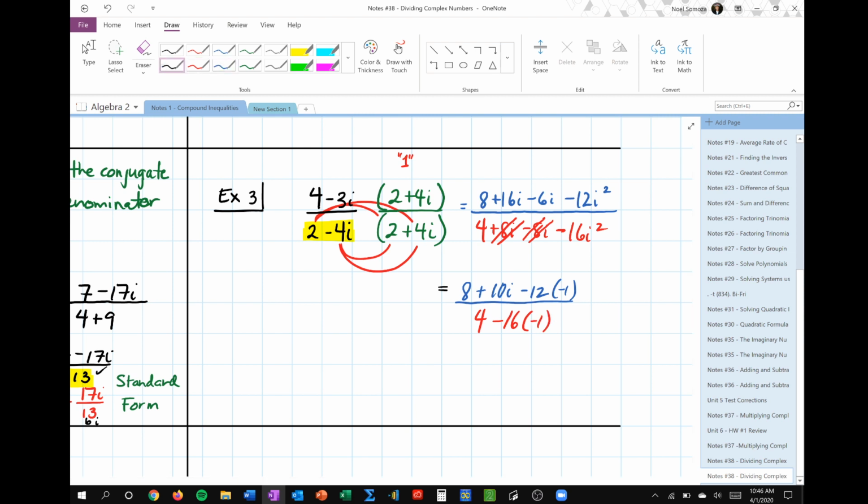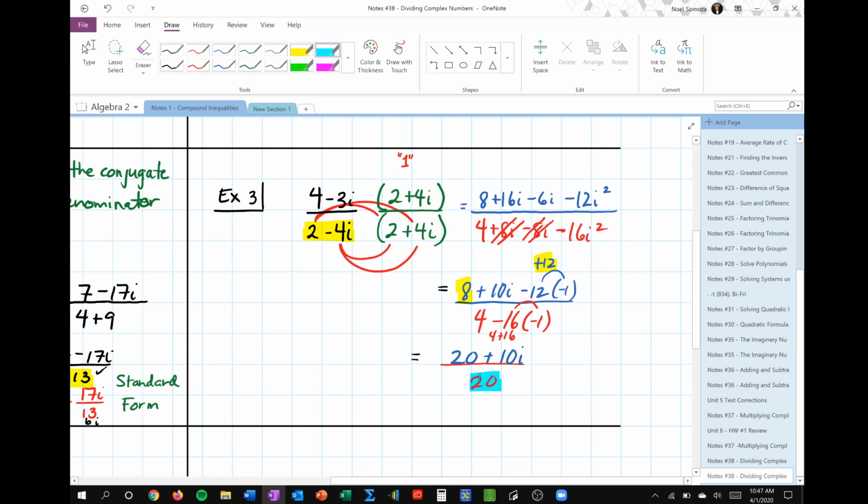Okay, so let's keep going. Let's clean up a little bit more. Here, negative 12 times negative 1 becomes positive 12. So really what you have is these real numbers of 8 and 12. If you add them up, that's 20 plus 10i. In your denominator, negative 16 times negative 1 is positive 16. So that becomes 4 plus 16, so then you get 20 in the denominator. You've achieved the goal of having it as a real number.